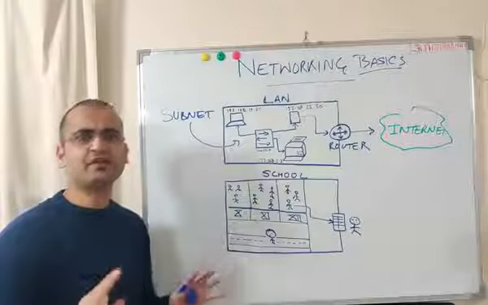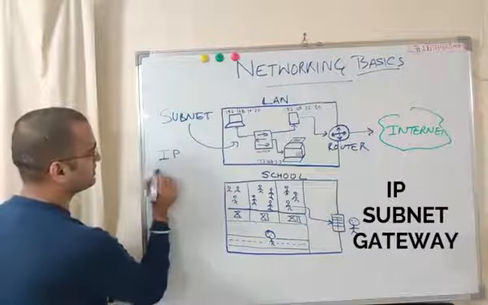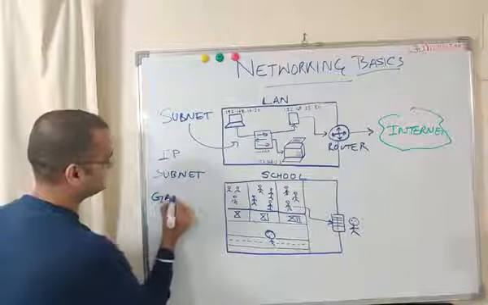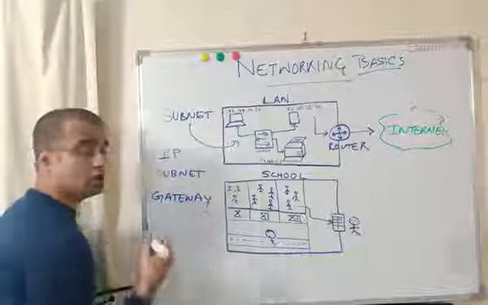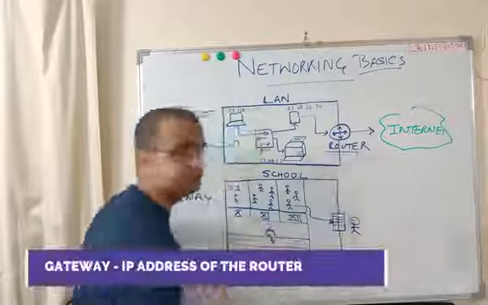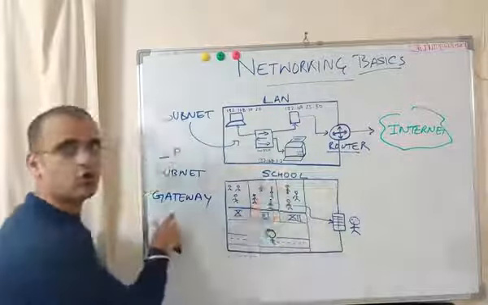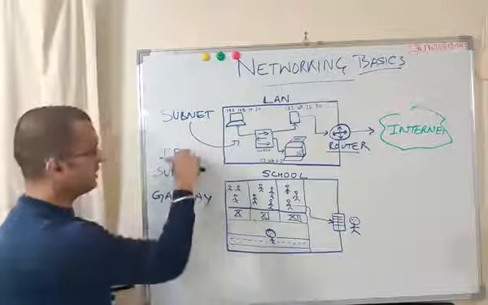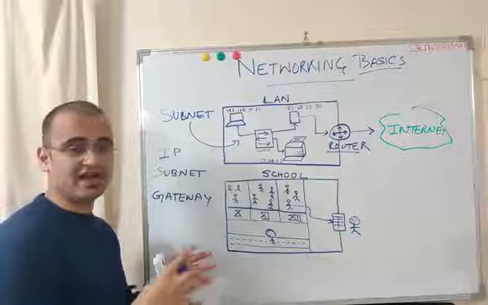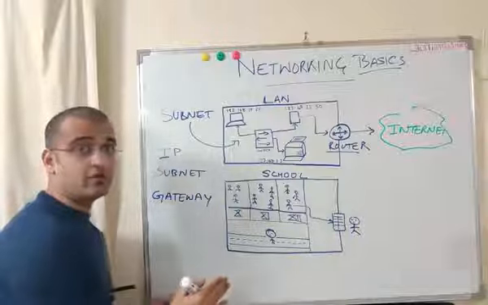So to summarize, any network device potentially needs three things: IP, subnet, and gateway. Now you will wonder, what is this gateway? Gateway is nothing but the IP address of the router. So router and gateway are one and the same thing. The IP address of the router is actually called the network gateway. So this IP address along with this subnet and this gateway can pretty much talk to any other network device within the LAN or outside the LAN. So hope I'm clear on this concept.